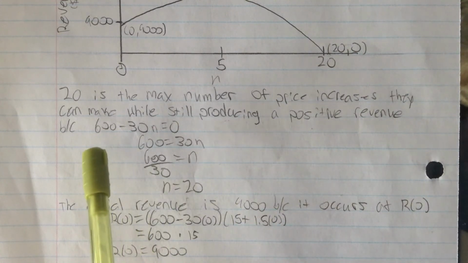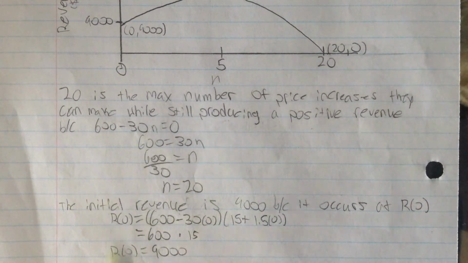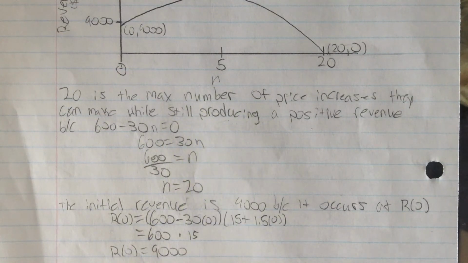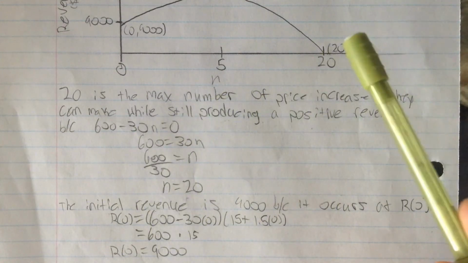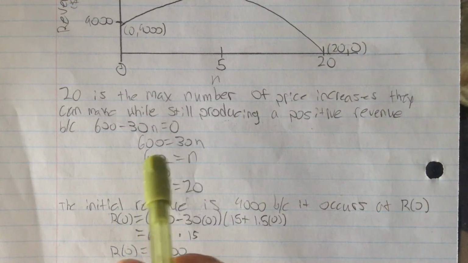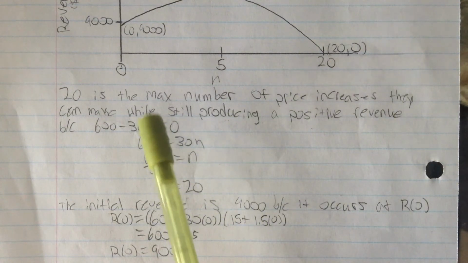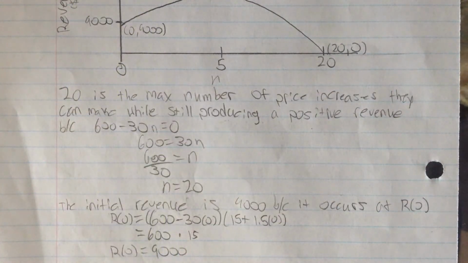To do this, we just take not the entire revenue function, but just the second set of brackets. This is because the second set of brackets, 600 minus 30n, is the quantity. So when the quantity equals 0, we know that the n will be the amount that it took for the equation to get to 0. This is also how we will determine one of the x-intercepts. We are only determining one of the x-intercepts because we know that the other one is on the left of the y-axis, and we cannot occur negative price increases. We are only putting up the price, we are never bringing down the price.